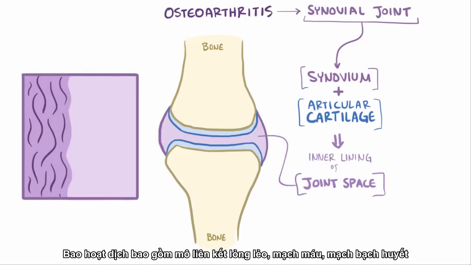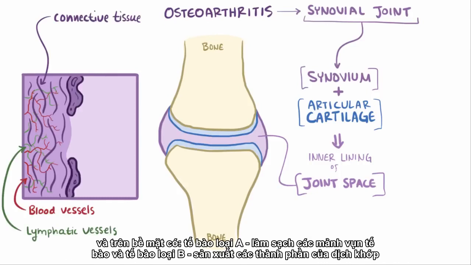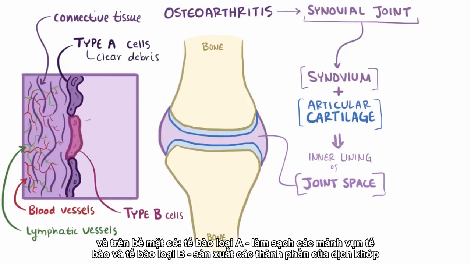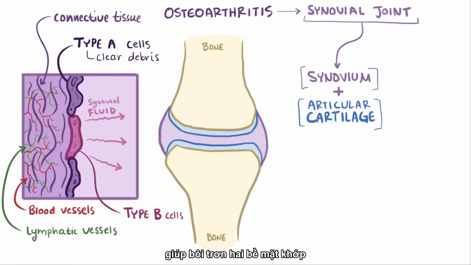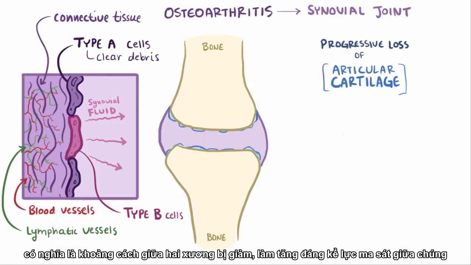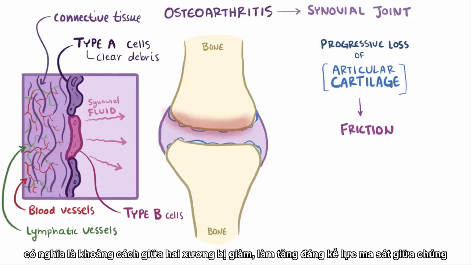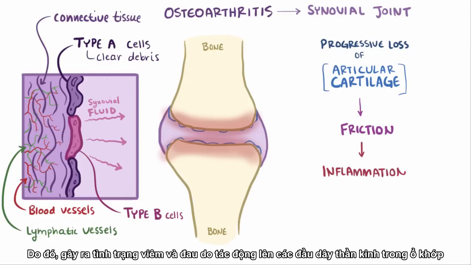The synovium is composed of loose connective tissue, blood vessels, lymphatic vessels, and on the surface, type A cells that clear cellular debris, and type B cells that produce components of the synovial fluid, which helps lubricate the two articular surfaces. One of the main issues in osteoarthritis is the progressive loss of this articular cartilage, which means there's not much separating the two bones anymore, which adds a significant amount of friction between them, which then generates inflammation and triggers pain through the nerve endings in this joint space.